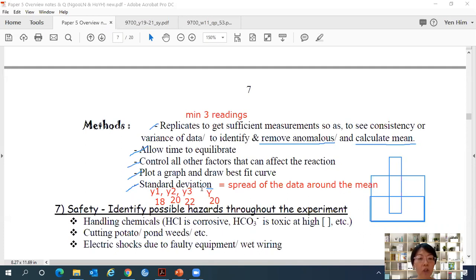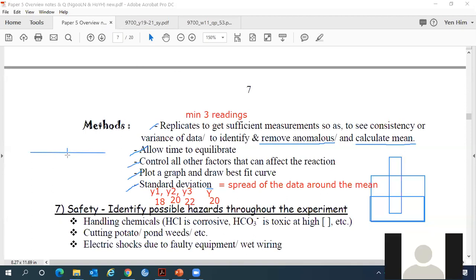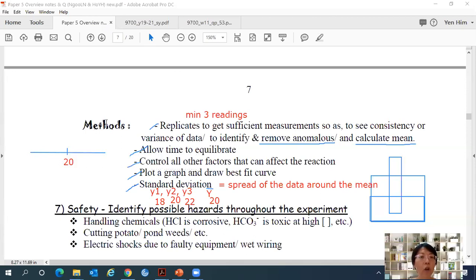So standard deviation shows the spread of your data around the mean. It means if you have a graph and your mean value of 20 is here, where are your data located? You got one at 20, so one of the data is here, the second one, 18, is here, and the third one, 22, is here.